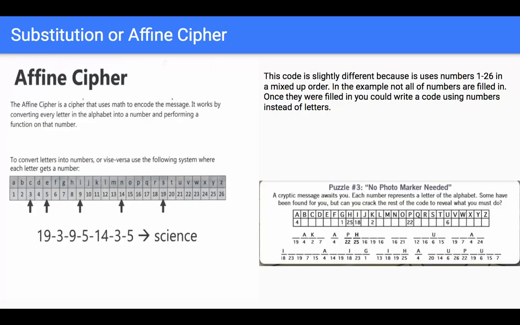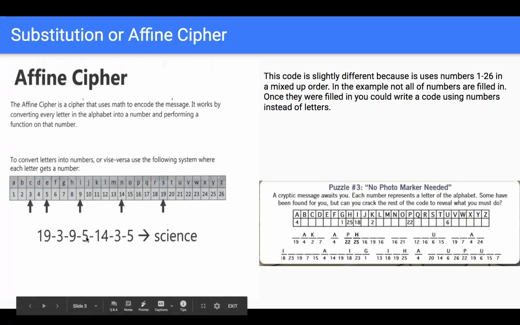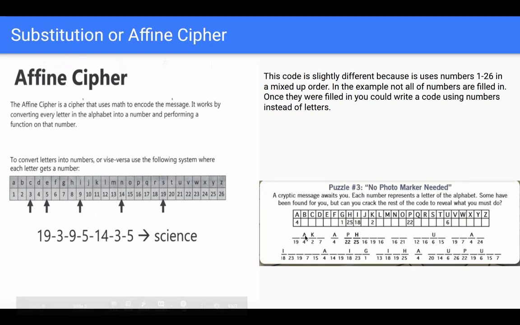The next cipher is a substitution cipher. Actually, these are all substitution ciphers, but this one is called the affine cipher. And basically, instead of using symbols or letters, you're using numbers. And so you see down here in this chart, here's the alphabet A to Z, and underneath it, corresponding numbers that go to a letter. So 19, we would look to where 19 is and see that that's an S. And then we would look at 3 and see what 3 represents, and that is a C, and so on until we did 5, 14, 3, and 5 and found out it was science.